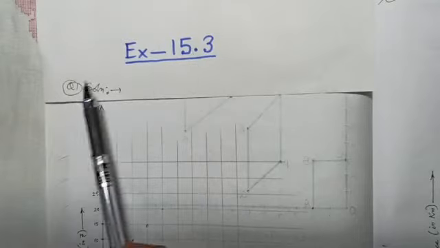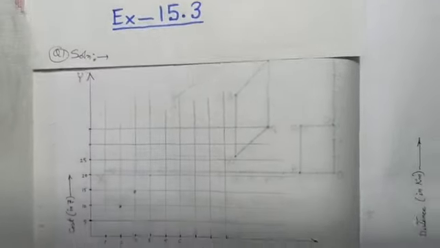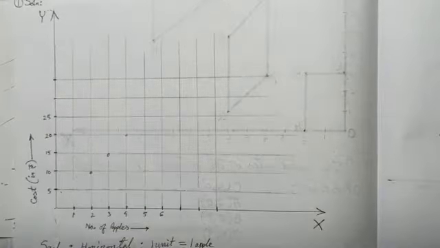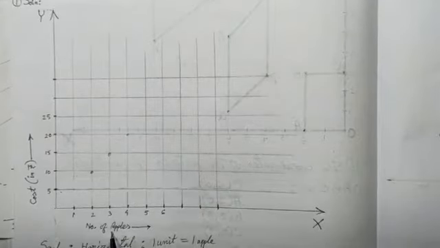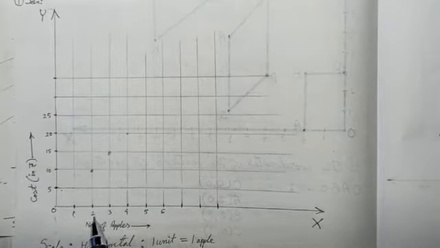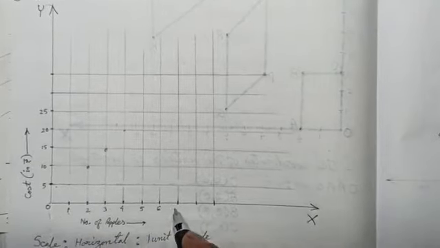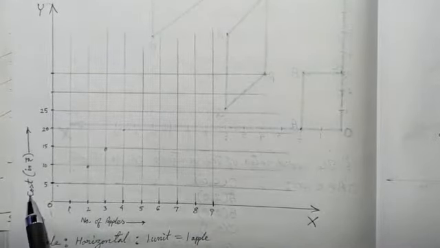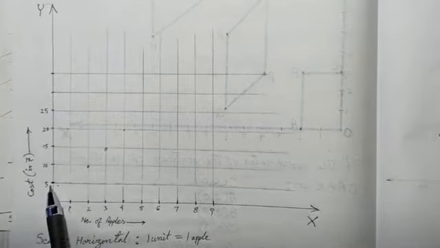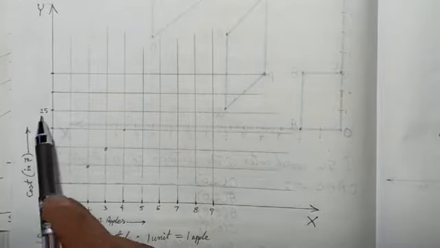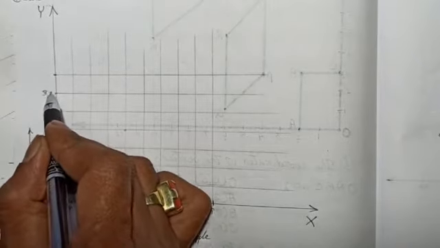Exercise 15.3, question number 1, solution. First, let's draw this x-axis and this y-axis. And this is number of apples, and this is 0, 1, 2, 3, 4, 5, 6, 7, 8, 9, and so on. And this is cost in rupees. This is rupees 5, rupees 10, rupees 15, rupees 20, rupees 25, and rupees 30, and so on.